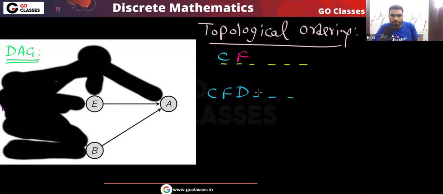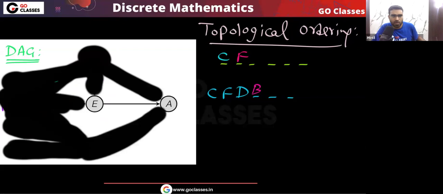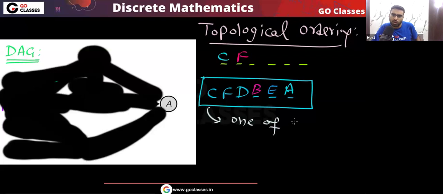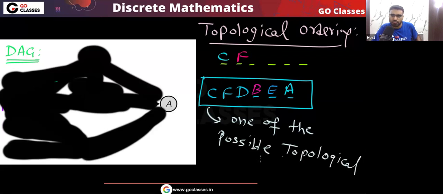Very simple. Now what can I do? I can take, for example, B. Now you delete this B. Now I have to take E, and then you delete this E also. Now I can take A. So this is a possible topological order. Is this clear? This is one of the possible topological orders.